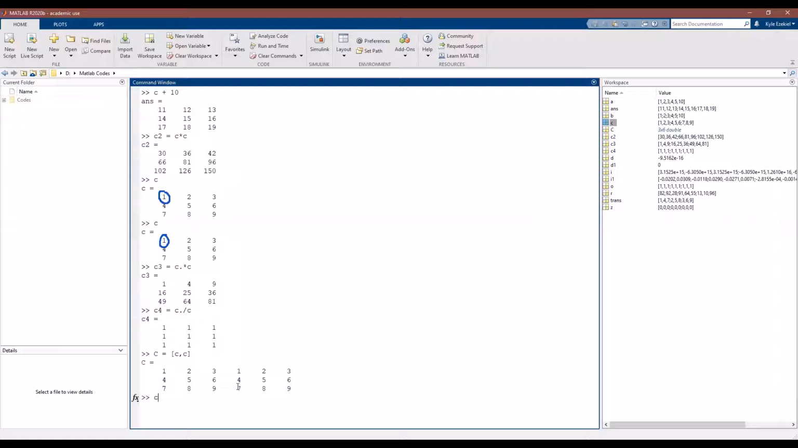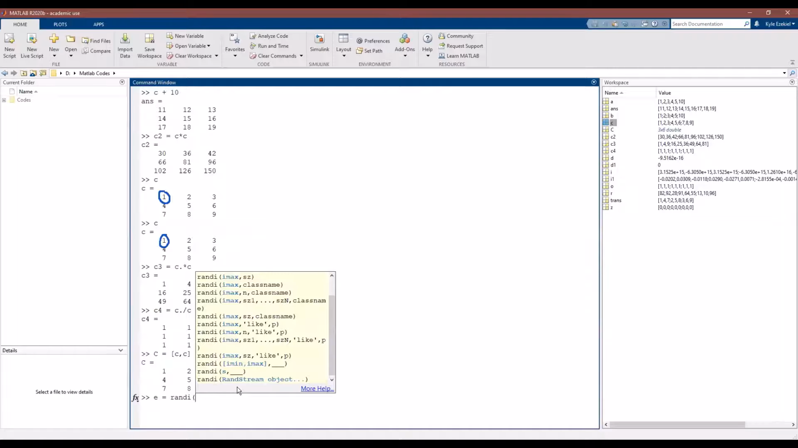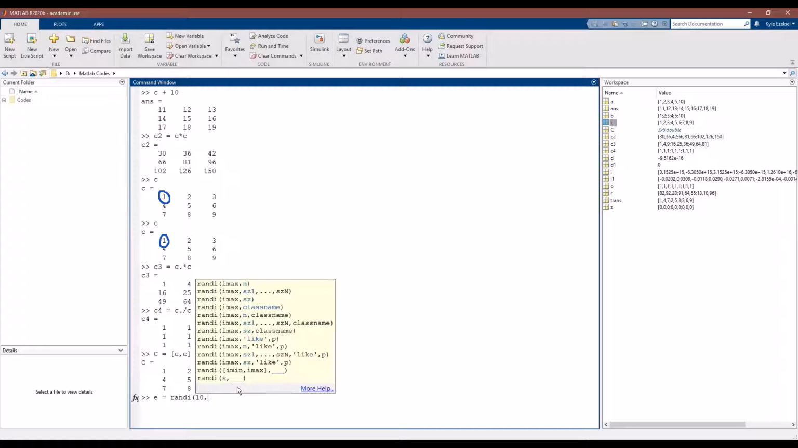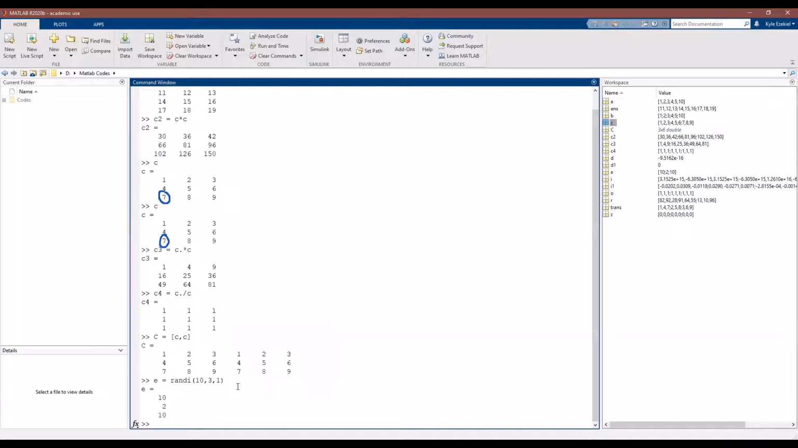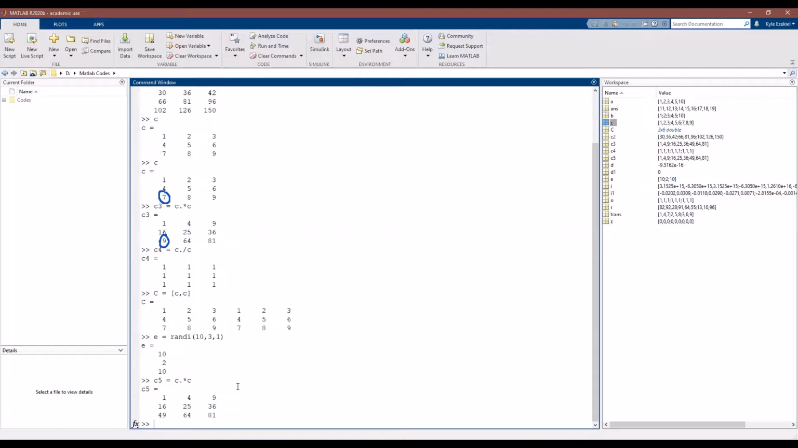So what if I have a matrix that has different or unequal sizes? Let's just say we call this 3 by 1, and we try to multiply it to a matrix that also has a different size. So what happened is, if you would notice, I'm sorry.